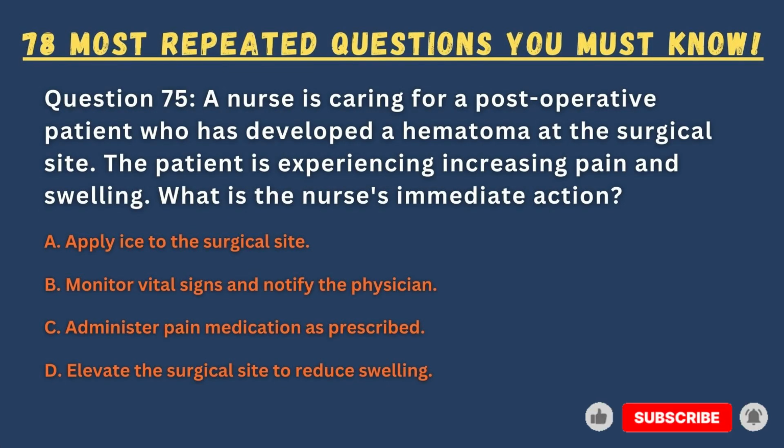Question 75. A nurse is caring for a post-operative patient who has developed a hematoma at the surgical site. The patient is experiencing increasing pain and swelling. What is the nurse's immediate action? A. Apply ice to the surgical site. B. Monitor vital signs and notify the physician. C. Administer pain medication as prescribed. D. Elevate the surgical site to reduce swelling.